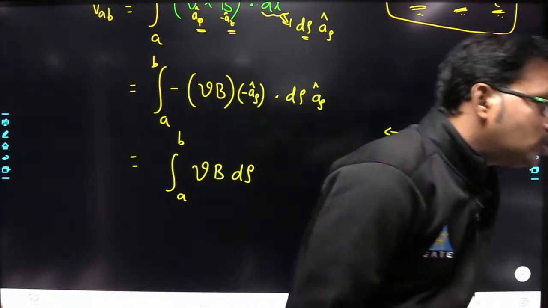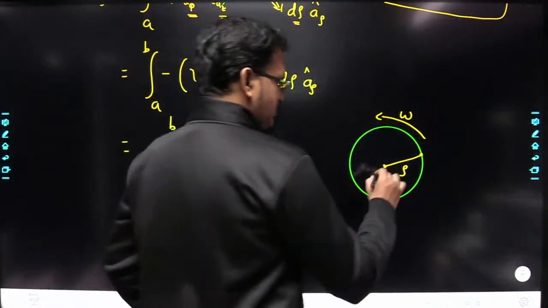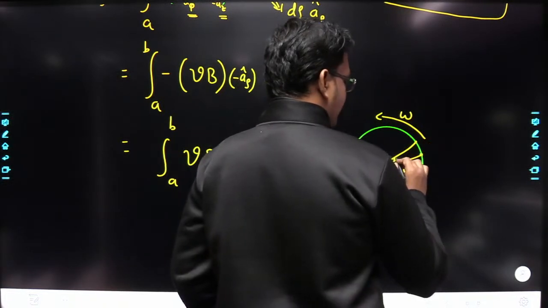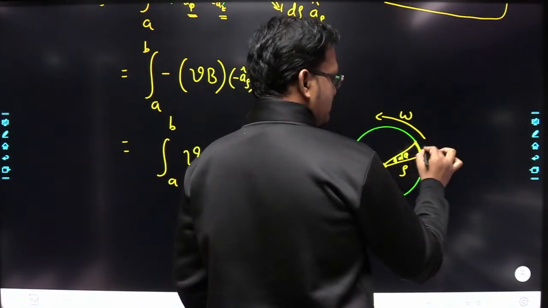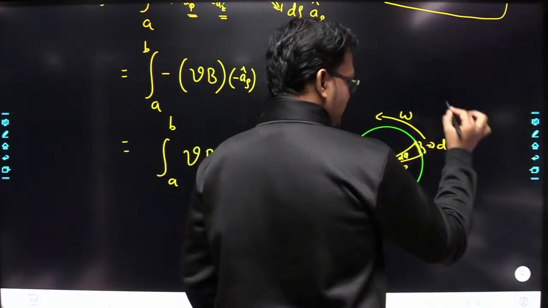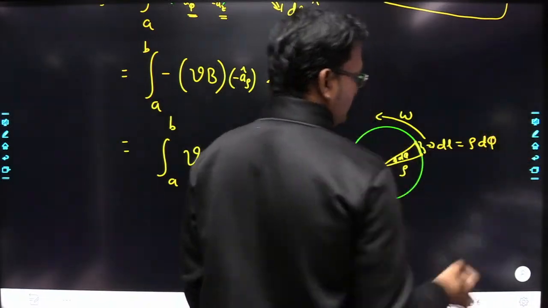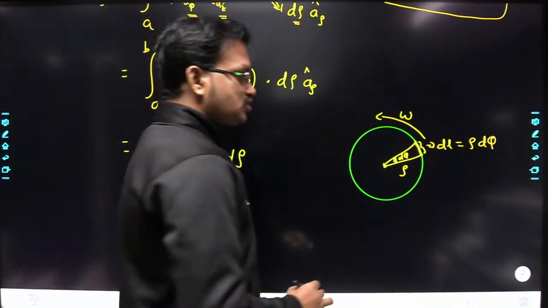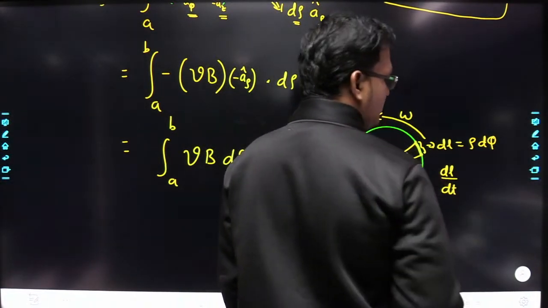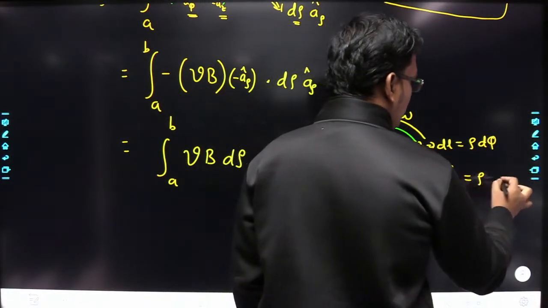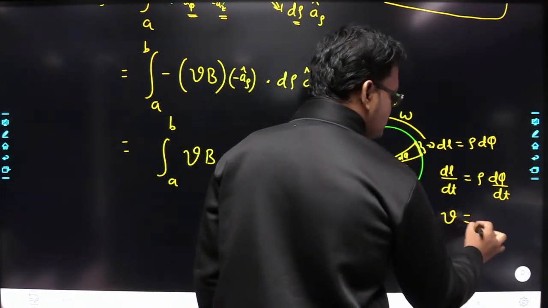V is equal to what? V is equal to R omega. Very good. See here, if I consider this angle as d phi, this arc length is nothing but dl. So dl is equal to rho into d phi. Understood? Okay. Now what is the linear velocity here? dl by dt will give you the linear velocity. So that is equal to rho into d phi by dt. So dl by dt is nothing but the linear velocity v, which is equal to what?